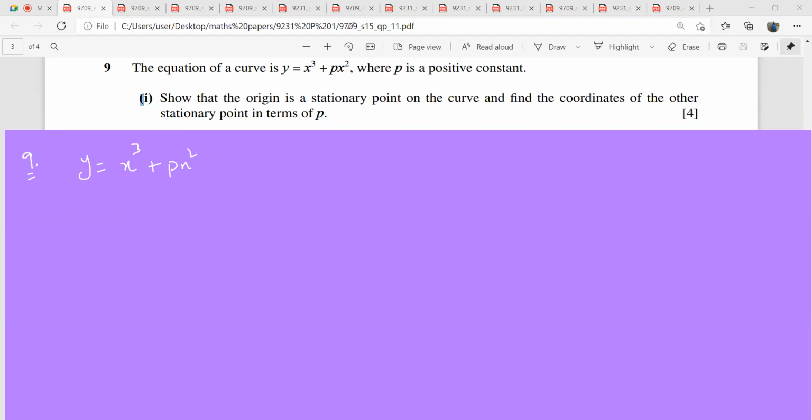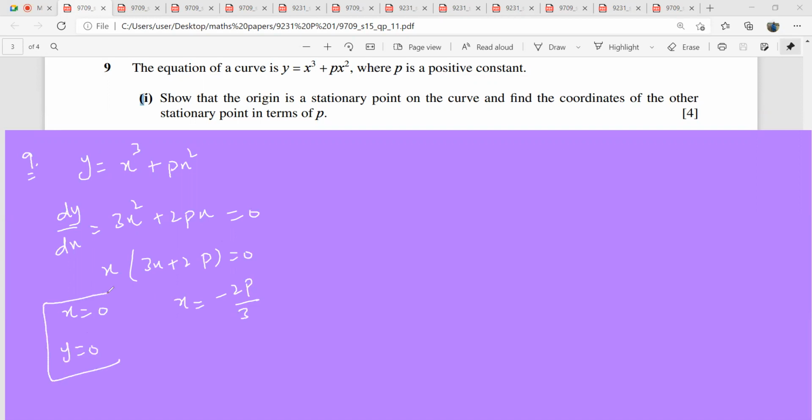So let's differentiate this. dy by dx is 3x squared plus 2px, and you put that equal to 0. Then you take x as common: x(3x plus 2p). So one x is equal to 0, the other is x equal to minus 2p over 3. If you put that x back into the equation, you get y equal to 0 as well. So you see, this is showing your origin here.